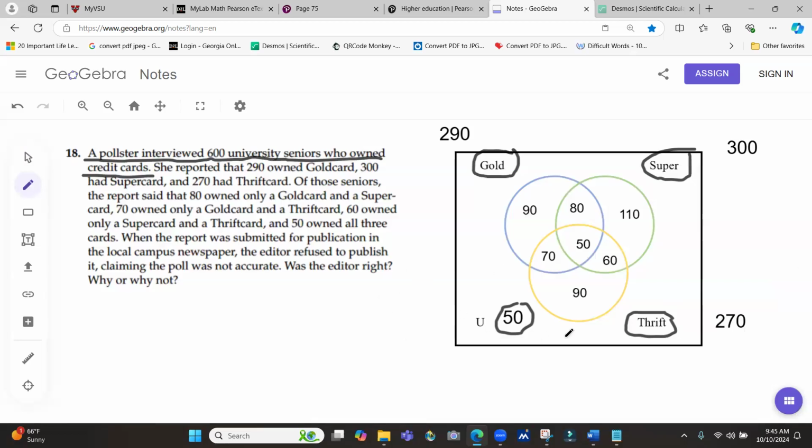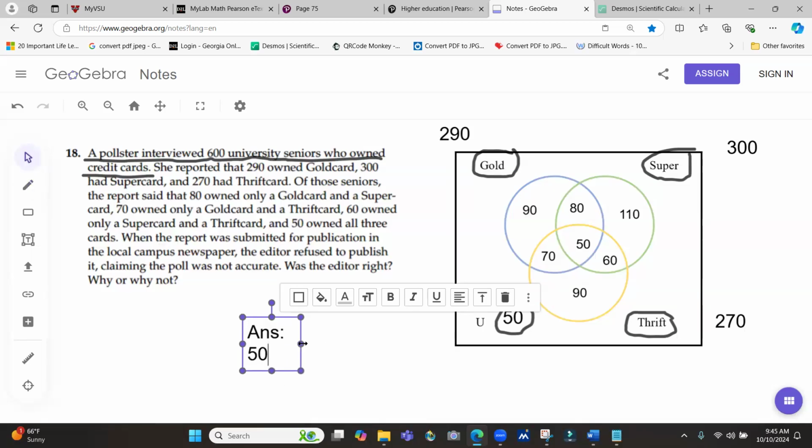And if I give you a problem like this, I'm not going to ask you if this is correct or false. I could ask you, how many own none of the three cards? So you have to do all the work to answer how many own none of these three cards, gold card, super card, and thrift card. The answer would be 50.